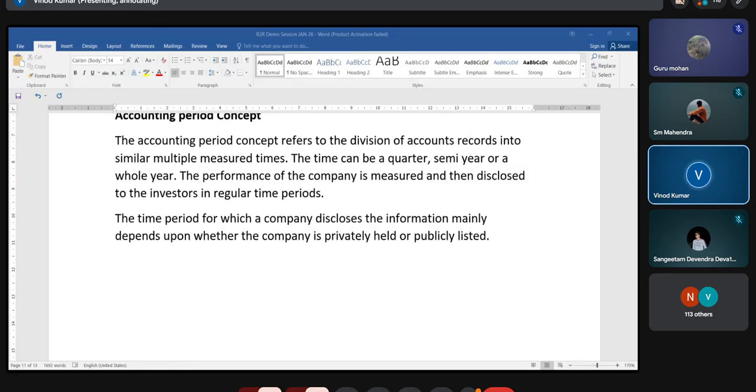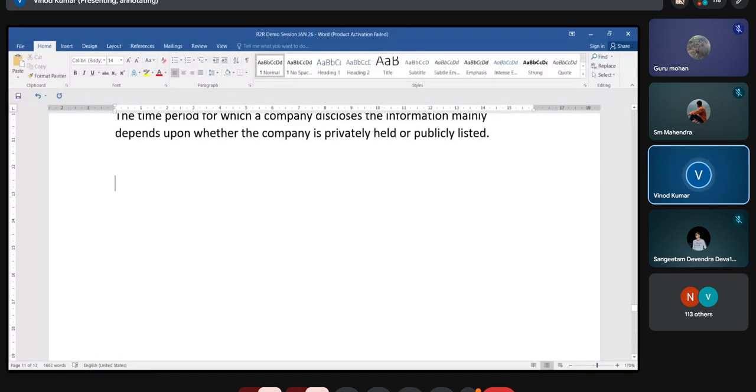Okay, fine. Great. So let's move to the next concept, guys. Accounting period concept. Let's understand what this concept says with a simple logic.